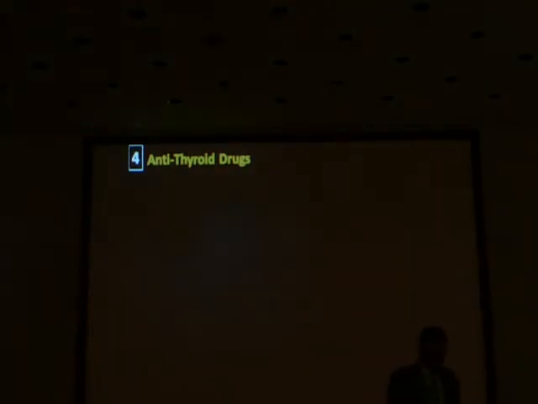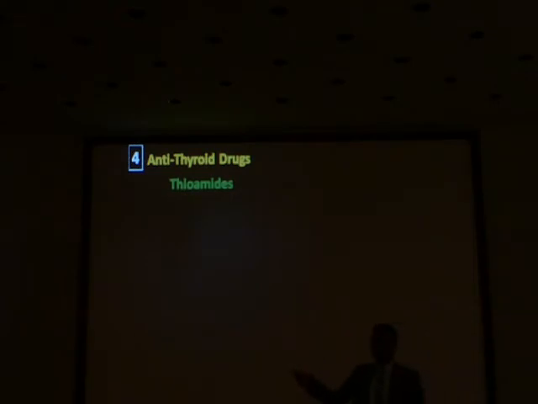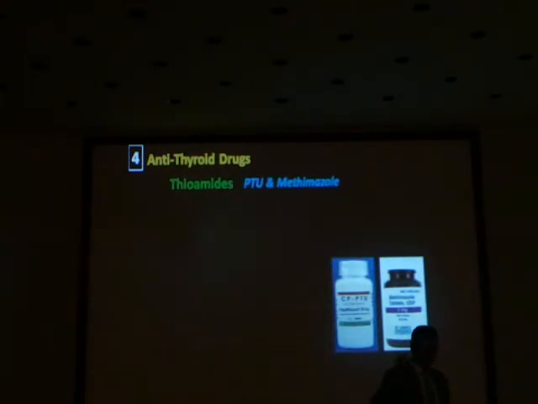The second class of drugs we use are the thionamides. Thionamides, we have two drugs: PTU, which is propylthiouracil, and methimazole.